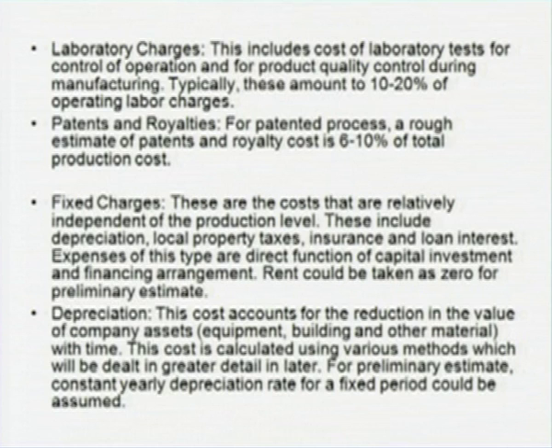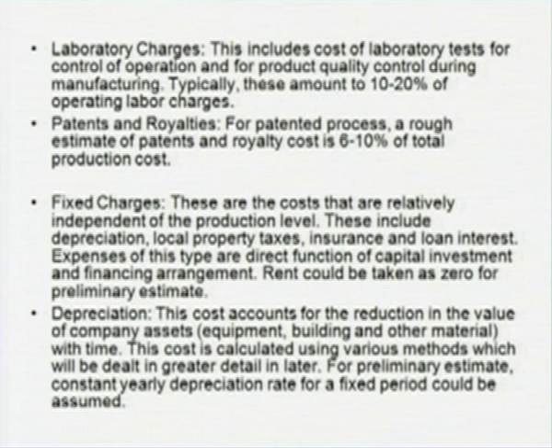And the rent, as I just said, we take rent to be 0 for initial calculation. But let us say if the land on which the plant is built does not belong to the company, then the company has to rent that particular area, and the typical rent for this is 8 to 12%.